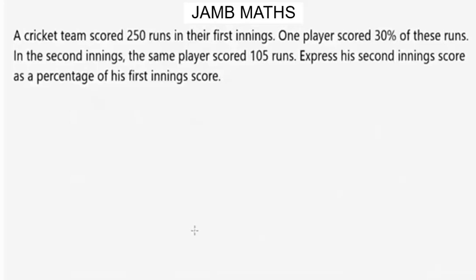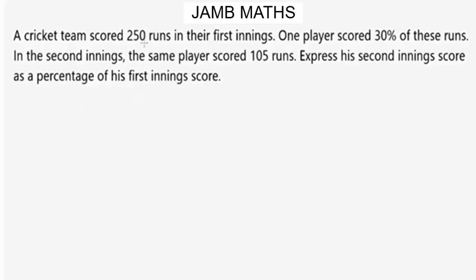Okay guys, look at this question. It says, very interesting question. A cricket team scored 250 runs in their first innings. One player scored 30% of these runs. In the second innings, the same player scored 105 runs. Express his second innings score as a percentage of his first innings score. Alright, so now feel free to pause this video and see if you can figure this out or attempt it. Okay, let's do it together.